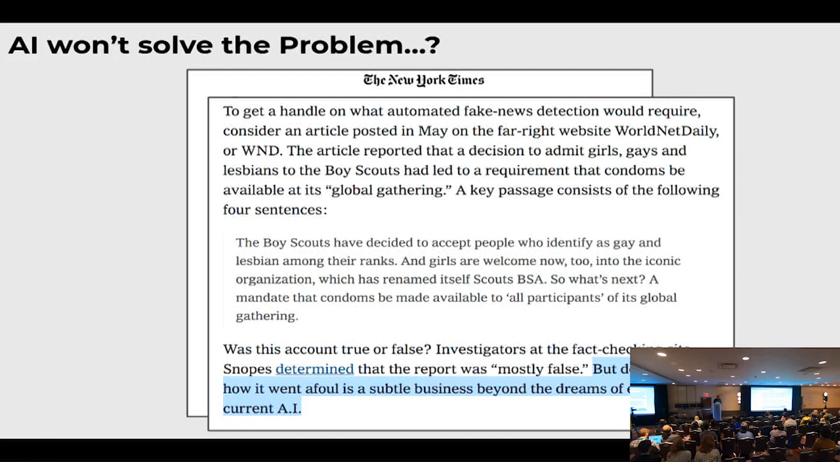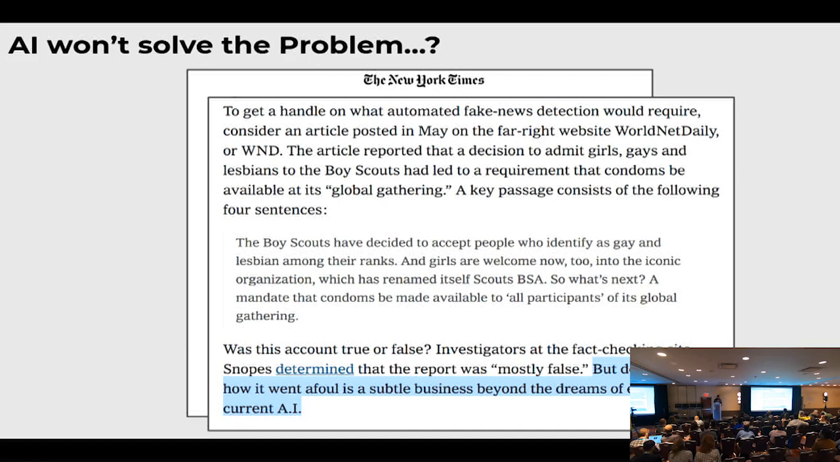Into the iconic organization, which has renamed itself Scouts BSA. So what's next? A mandate that condoms be made available to all participants of its global gathering? Marcus asks, was this account true or false? Investigators at the fact-checking site Snopes determined the report was mostly false, but determining how it went afoul is a subtle business beyond the dreams of even the best current AI.